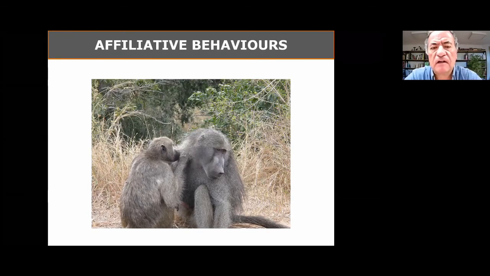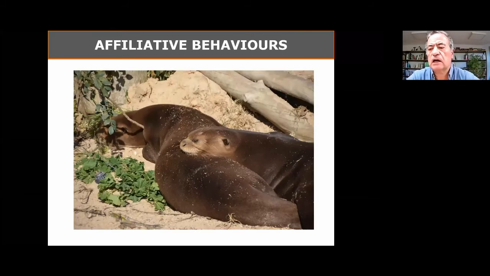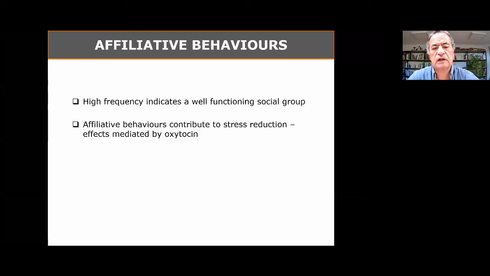The same with affiliative behaviors or positive social behaviors, which can include social grooming, for example, or simply the fact of resting close together with another individual of the same group. I think that basic research in biology and behavioral sciences tells us that a high frequency of affiliative behaviors indicates a well-functioning social group, and that these sorts of behaviors contribute to stress reduction, so better welfare, in part through biological effects mediated by oxytocin.